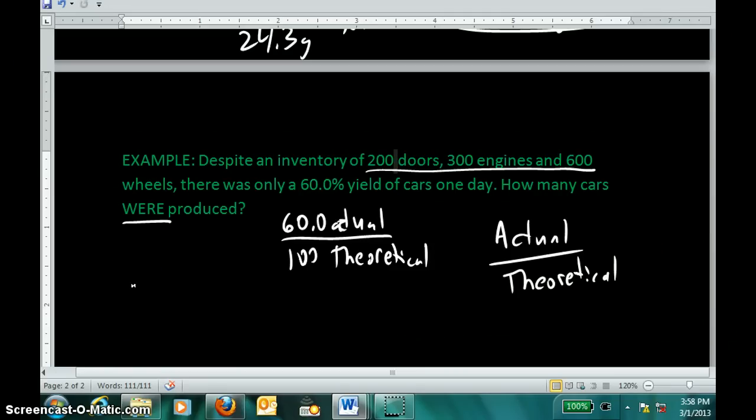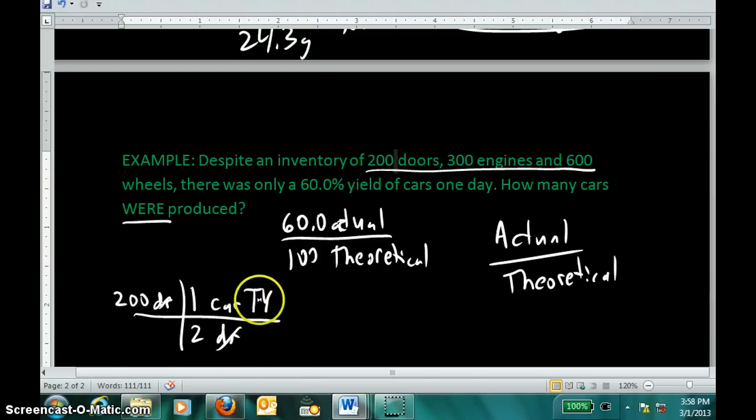So again, very simply, I start with my limiting reagent, as with virtually everything you do in stoichiometry, and that was 200 doors. How many cars should we get with 200 doors? Since we use 2 doors for every 1 car, we should get, and I'm going to label this TY, my theoretical yield of cars. It's based on my limiting reagent. It's not necessarily what we're going to get, but we should be able to make theoretically this many cars.